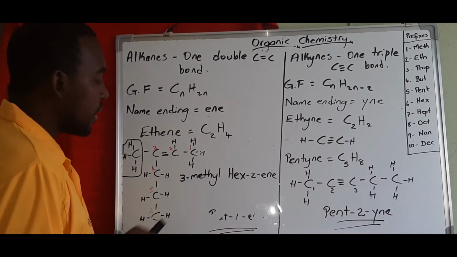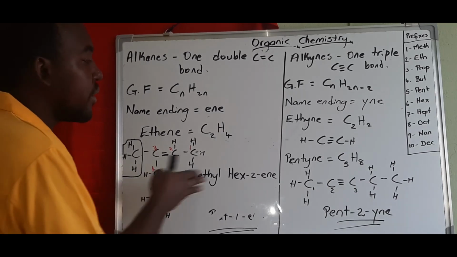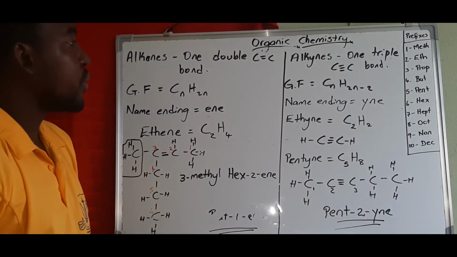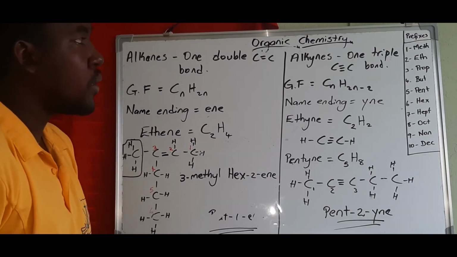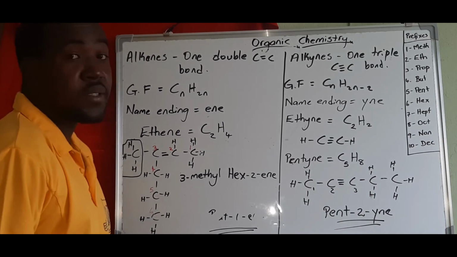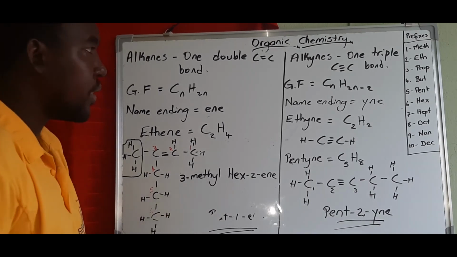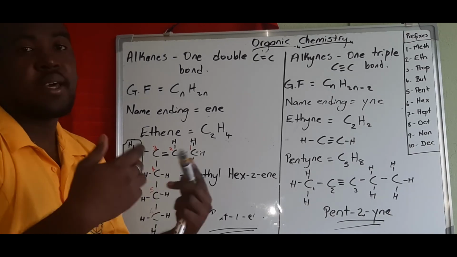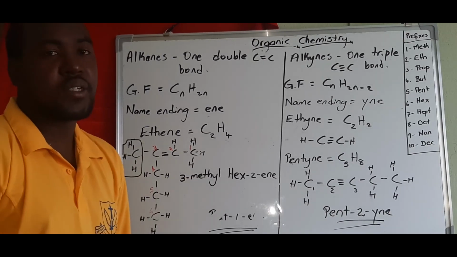The same process does apply for branching of our alkynes as well. And also for the alcohols. Now the alcohols have their own formula, so we're just going to give you the formulas for the others, because it's the same process in naming and also in drawing their structures.